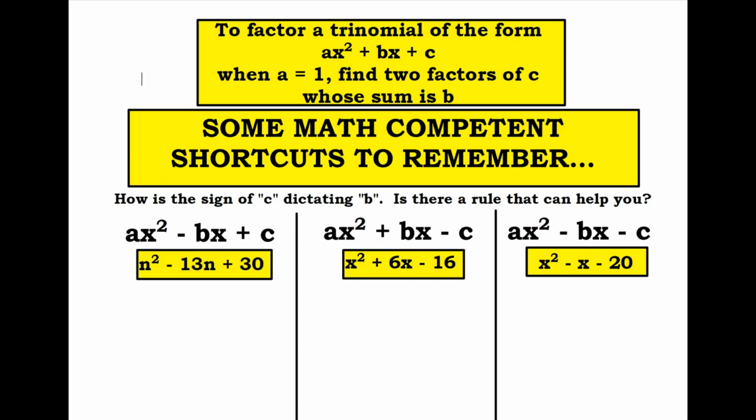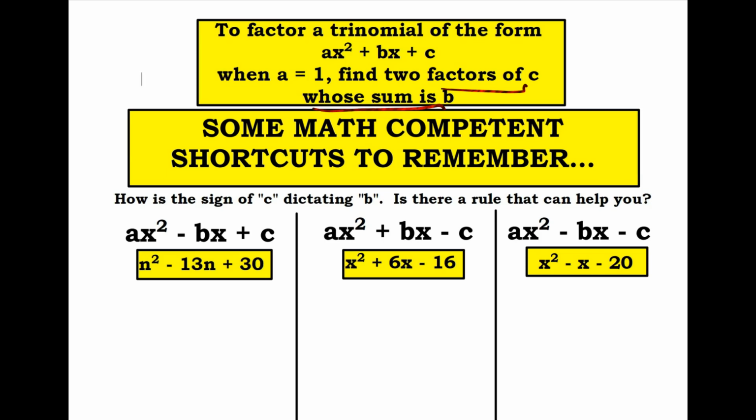So it says, how is the sign of C dictating to B? Is there a rule that can help you? All right, so the sign of C, because I know some people in the other block didn't get either. The sign of C is positive, which means that let's make sure we understand it. Find 2 factors of C whose sum is B.